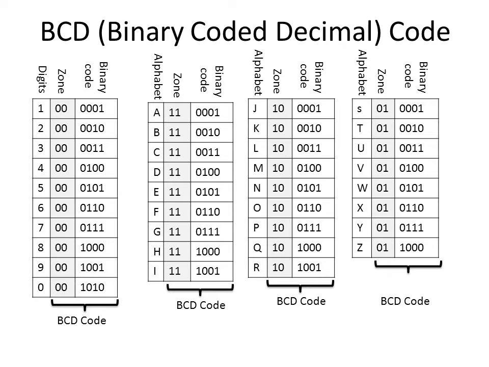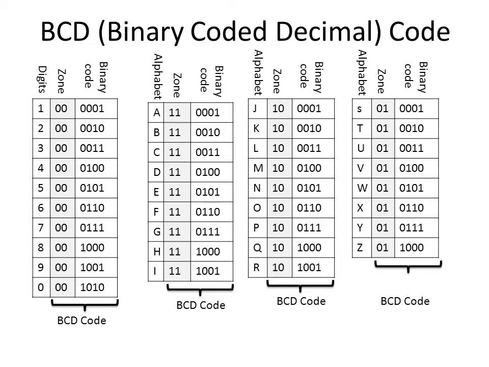The alphabet characters A to Z are represented using zone codes. The A to I alphabets use zone code 11, J to R alphabets use zone code 10, and S to Z alphabets use zone code 01. For A to I, the binary code used is 0001 to 1001.